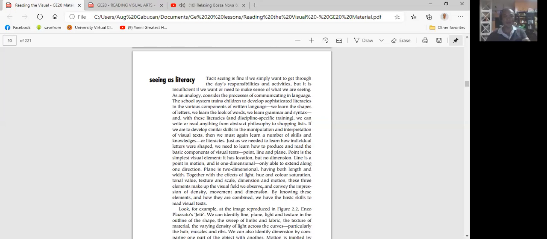By knowing these elements and how they are combined, we have the basic skills to read visual text. That's why, even though it's not included in the book, I decided to teach you about the color schemes and the elements of art, because somehow I find it necessary for you to understand what we see better and make sense of it.